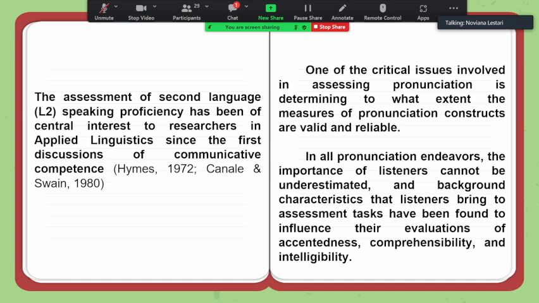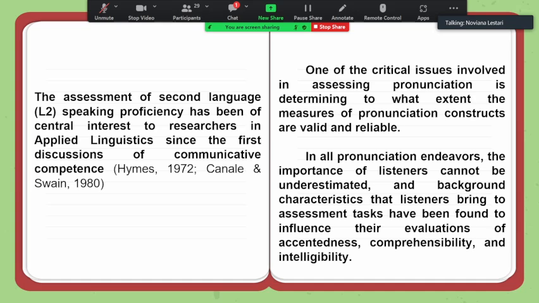One of the critical issues involved in assessing pronunciation is determining to what extent the measures of the pronunciation construct are valid or valuable. Harding argues that second language pronunciation assessment presents unique challenges in drawing valid inferences from performance to score assignment, to the ultimate decision for which a pronunciation assessment was intended, and to the pedagogical and social consequences beyond. He raises legitimate questions.